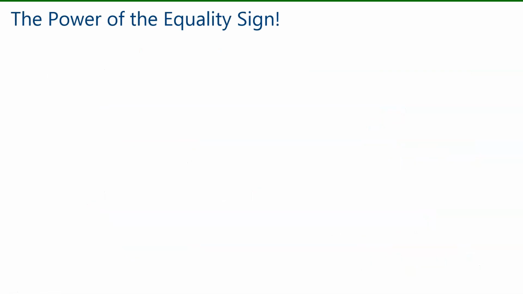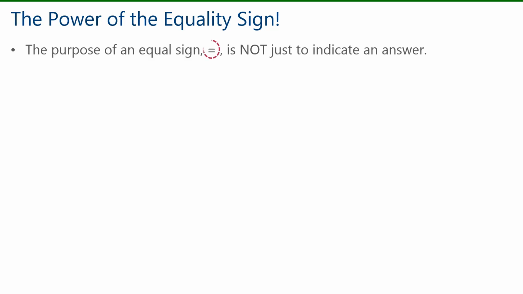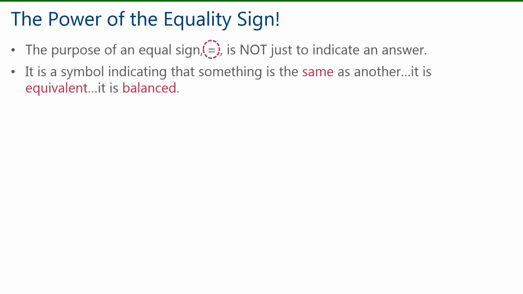The power of the equality sign. This is something in math we often take for granted, and it's important to note that the purpose of an equal sign is not just to indicate an answer. It's a symbol indicating that something is the same as another. It is equivalent. It is balanced.